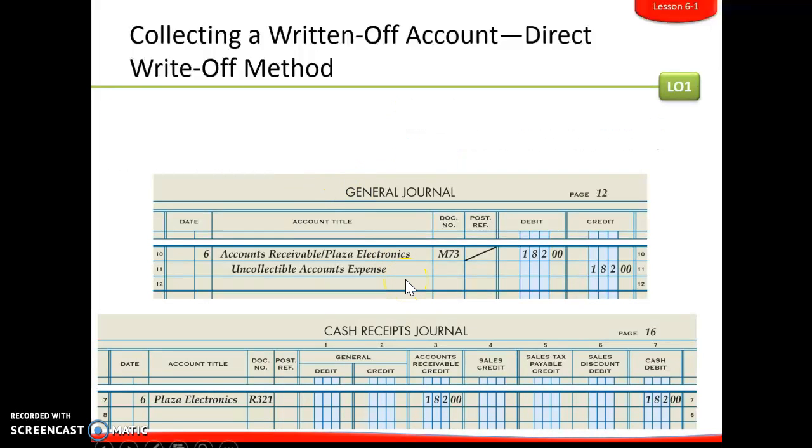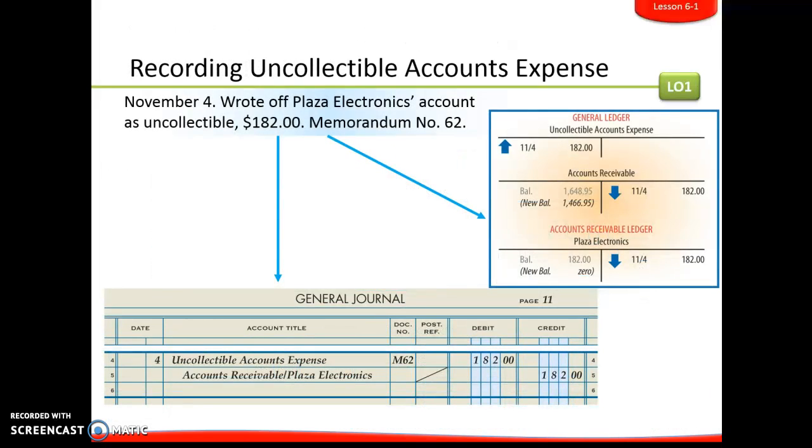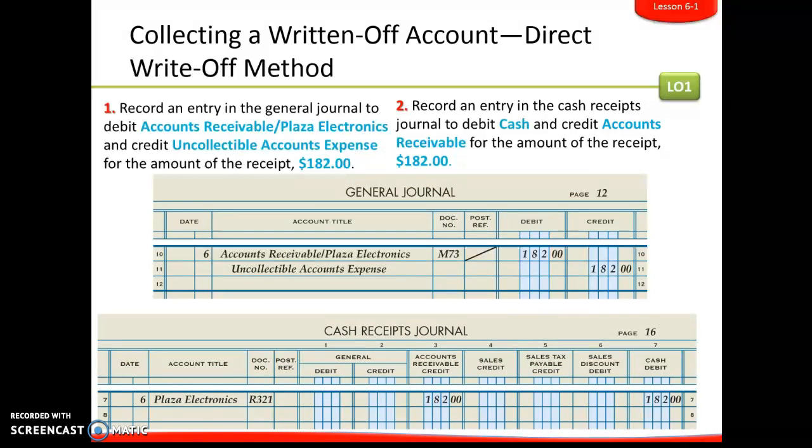So I'm going to go back a slide. Really all we're doing is the opposite. So here, when we wrote off that account, we debited the expense and then credited the receivable account. Here we're going to switch that back. We're going to debit our accounts receivable, Plaza Electronics, and credit uncollectible accounts expense.